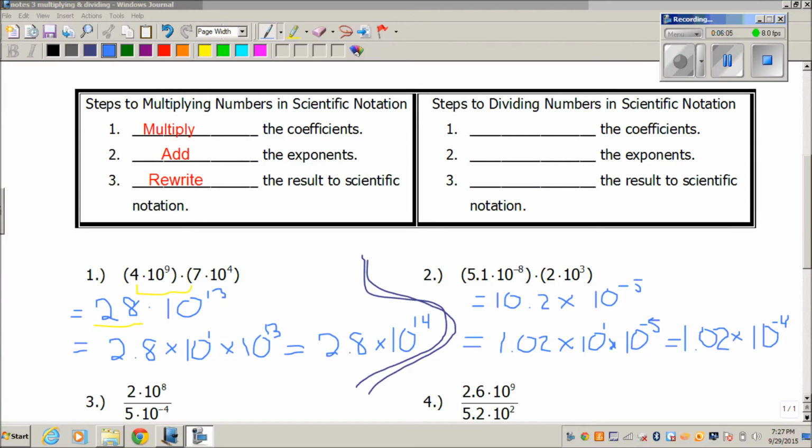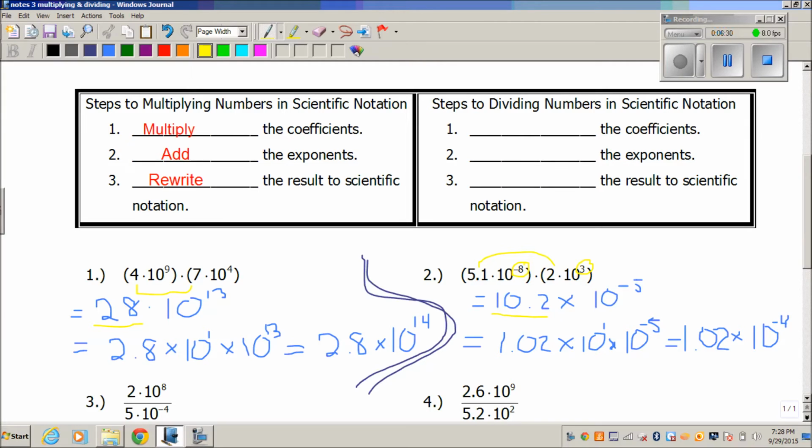Okay, so again, in this case, I multiplied the coefficients, 5.1 times 2, and I got 10.2 times 10 to the negative 5th power, and negative 5 because negative 8 plus 3 is negative 5. But then I saw that my coefficient, 10.2, was too big. It's got to be less than 10. So I rewrote the coefficient as 1.02.